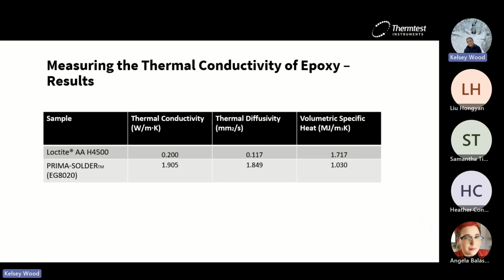So these results were what we were expecting to find from these samples, as the unfilled epoxy was expected to have a much lower thermal conductivity than the pre-solder silver-filled epoxy. So that pretty much summarizes the measurements of filled versus unfilled epoxy using the MPV with symmetric transient plane source method. This epoxy could also be measured with other methods and other instruments, so please reach out to us if you have any questions, and I'll hand it back to Angela.